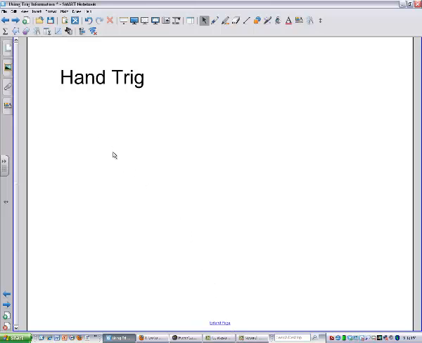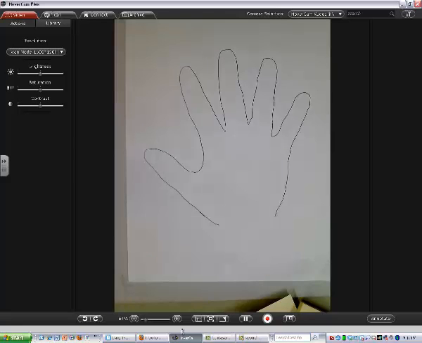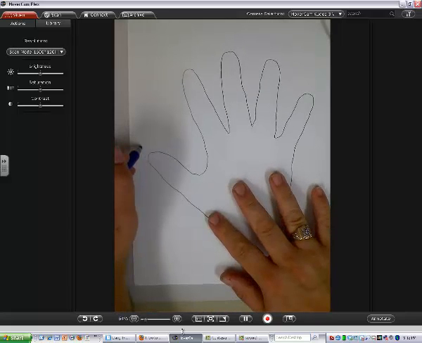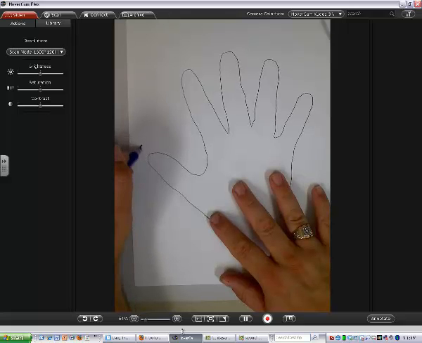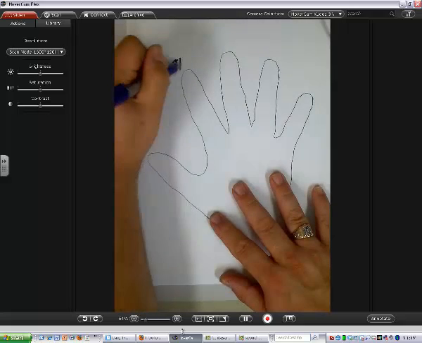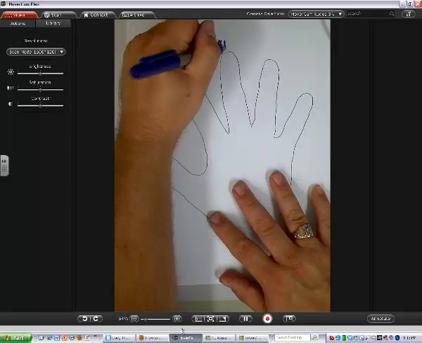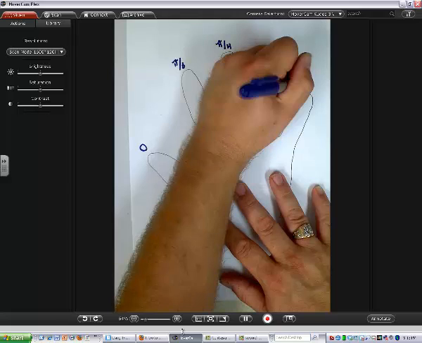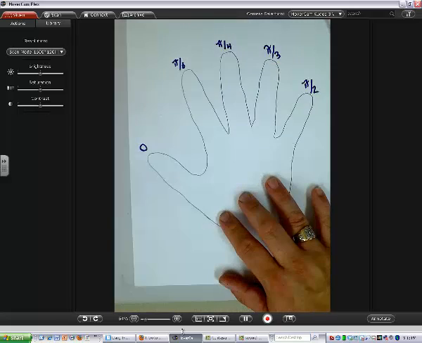So we're going to do hand trig, and I'm going to switch over to the hover cam. And look, there's a hand. Let's see if I can make this work for you. So what I've done is I've traced a hand, my hand actually, and with that tracing, there's a little something that you can do. This is the right hand, okay? The way we set this up to help us remember some of the things is this is 0, this is pi over 6, this is pi over 4, this is pi over 3, and this is pi over 2. All right?